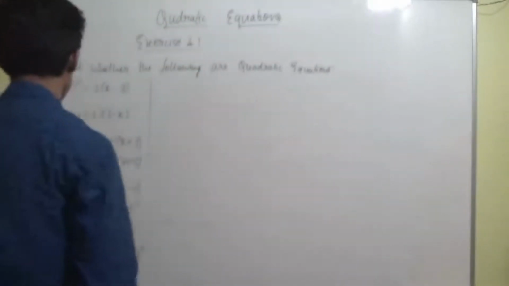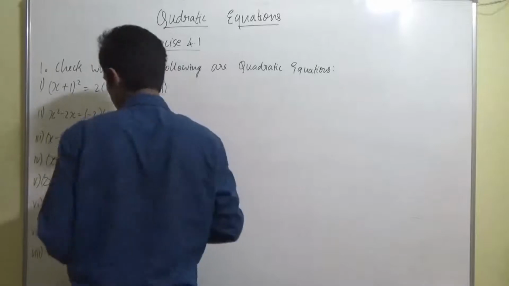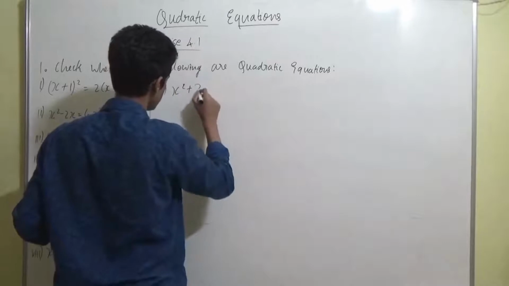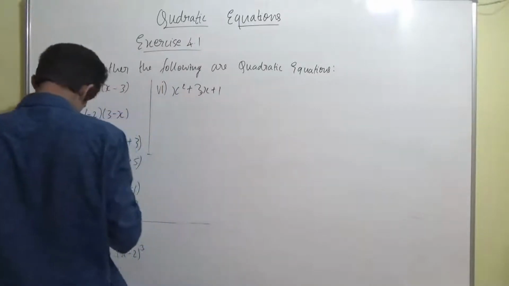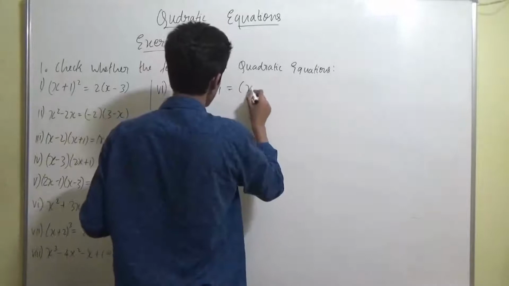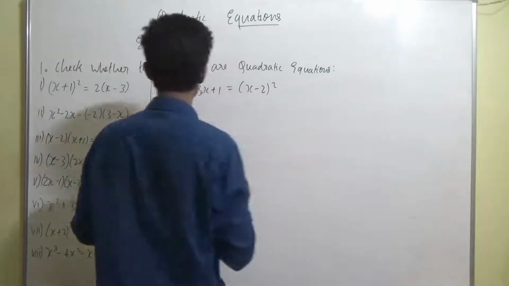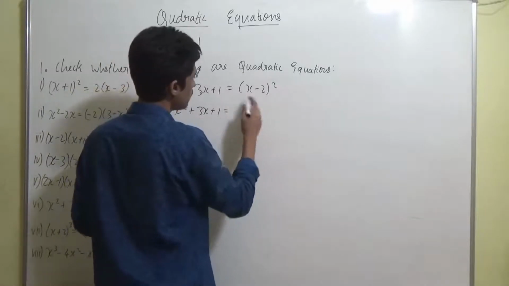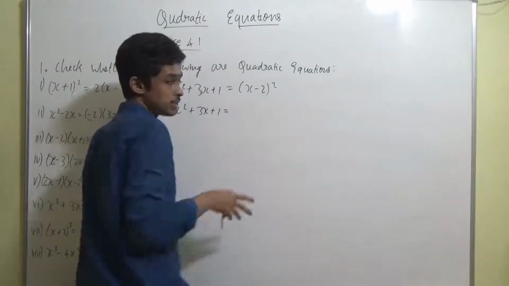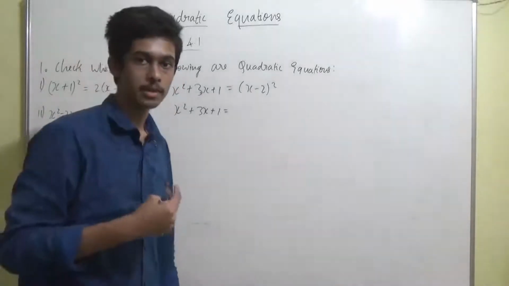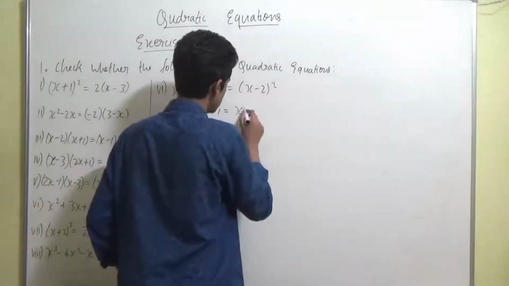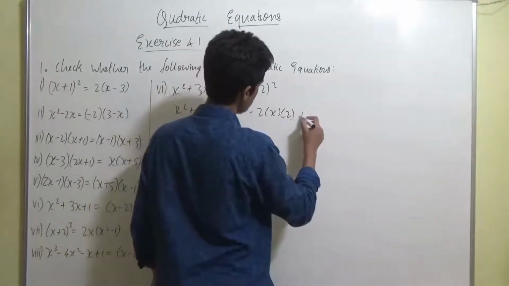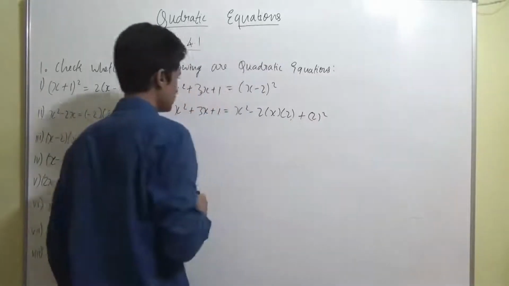Let's go to the sixth sub question. It is x square plus 3x plus 1 equal to x minus 2 the whole square. Now I'll start expanding this. x minus 2 the whole square becomes, a minus b the whole square is a square plus b square minus 2ab, right? So a square minus 2 into a into b plus b square. That's it, guys.